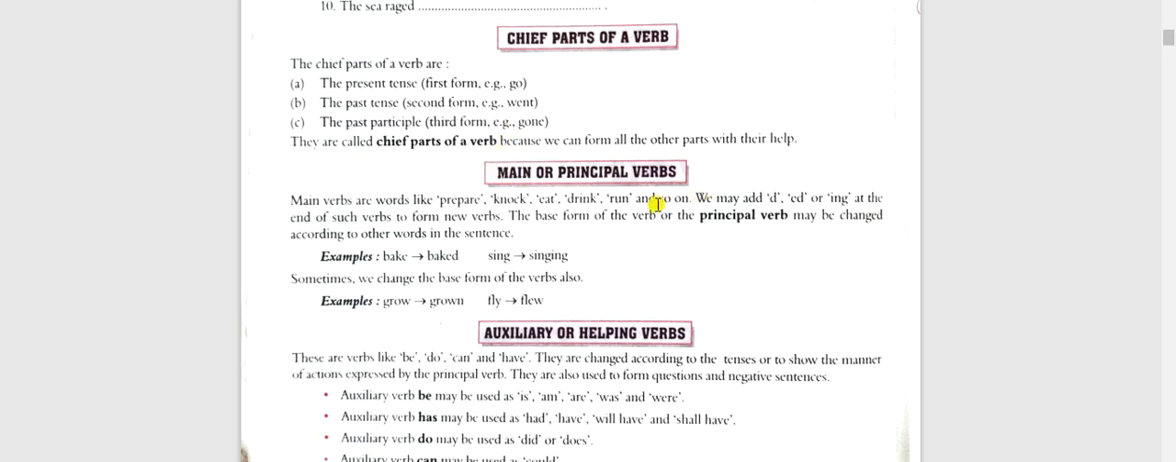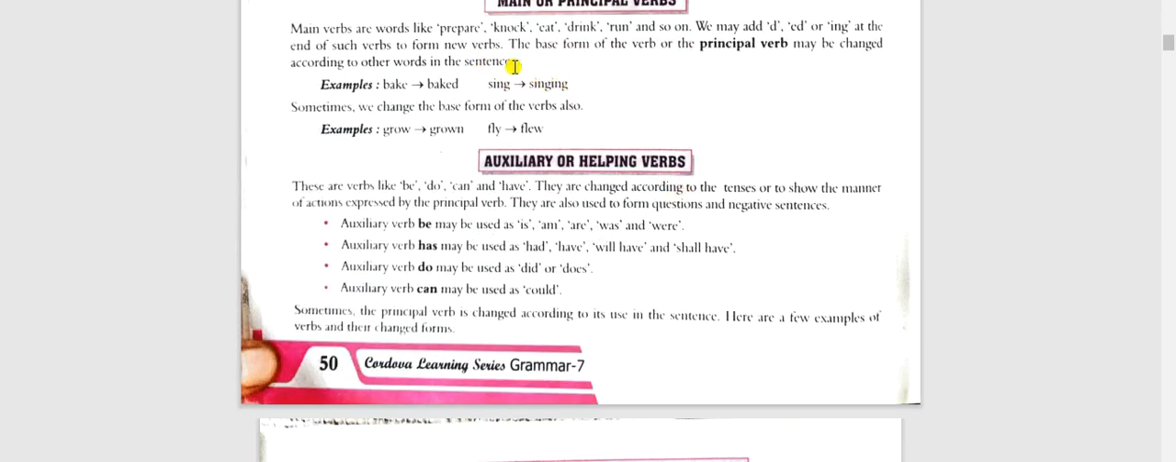So likewise, they are called chief parts of the verb because we can form all the other parts with their help, right? Now, main or principal verbs. Main verbs are like prepare, knock, eat, drink, run, and so on. We may add d, ed, ing at the end of such verbs to form new verbs. The base form of the verb or the principal verb may be changed according to other words in a sentence. Say bake, an arrow is moving from bake to the new form which is baked. Sing, singing.